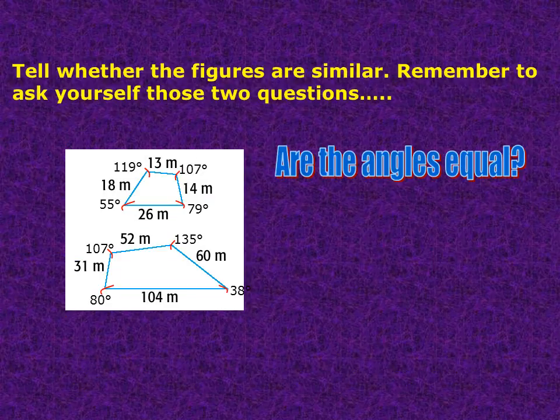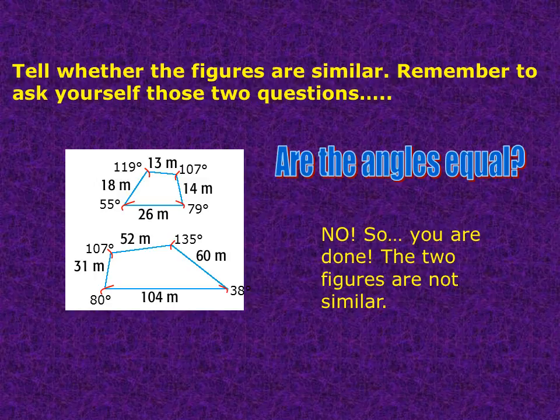Okay, let's look at this one. Remember the two questions? The first one is, are the angles equal? Well, let's look at this. So it looks like this one's flipped a little bit. It's rotated. So there's no letters here, but if I look at the point right here, that looks like a pretty good place to start. We've got 55 and 38. Oh, wait a minute. There's a problem right there. The angles aren't equal, are they? So you're done. The two figures are not similar because your angles are not equal.